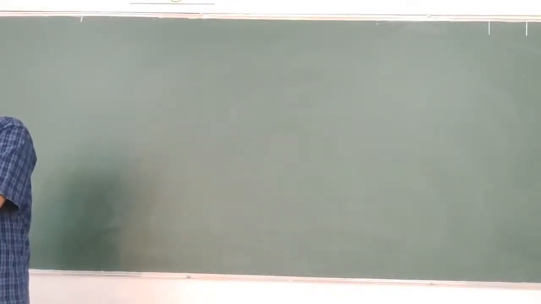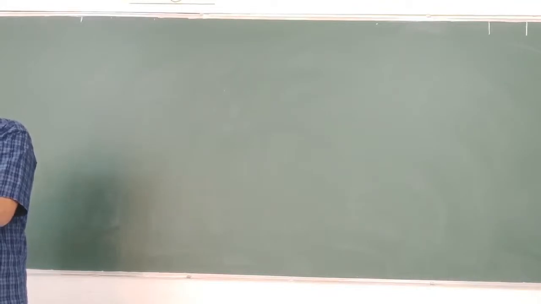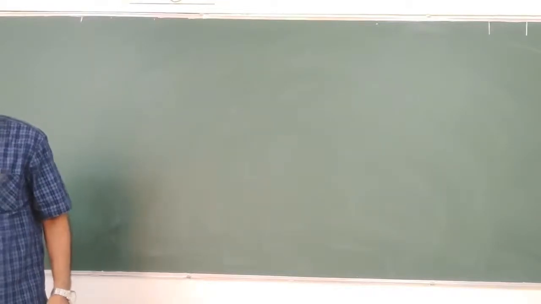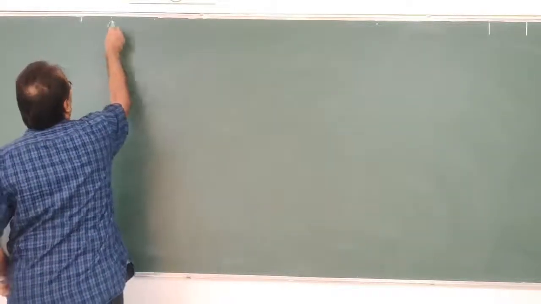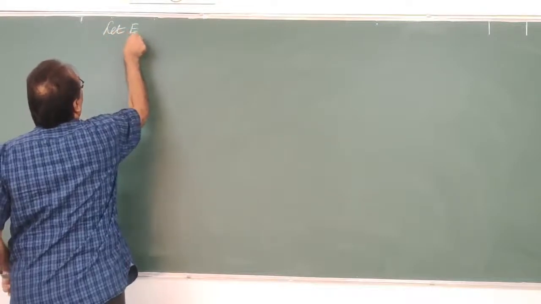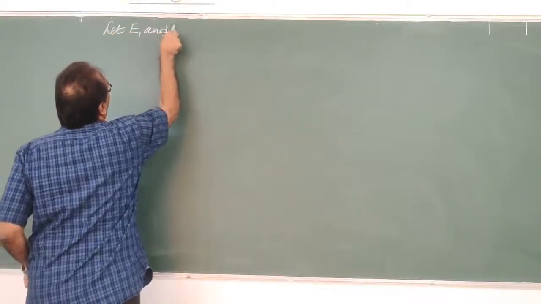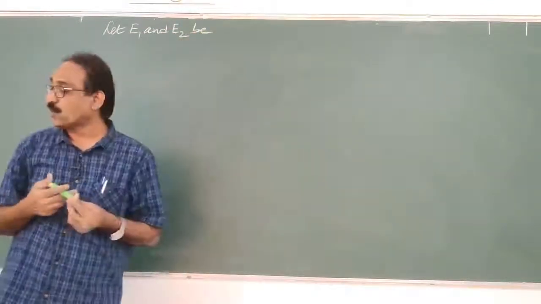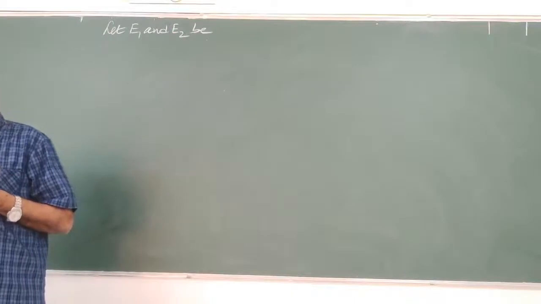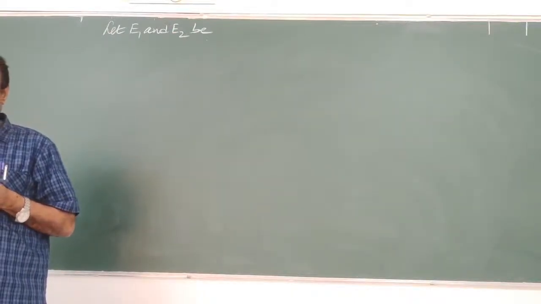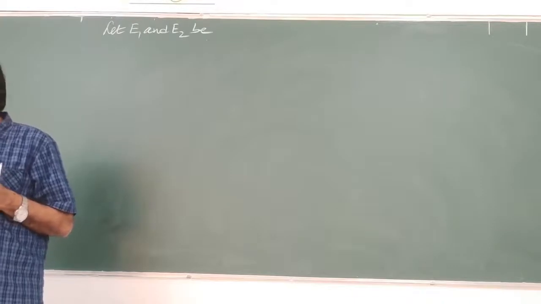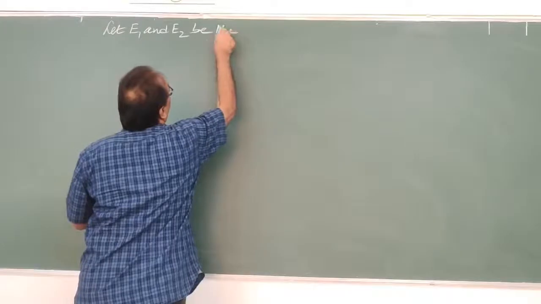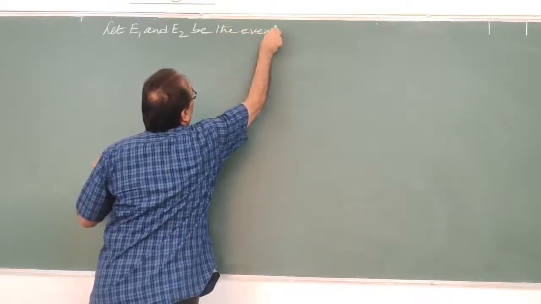As we know, there are two events. What are the two events? Hostler and day scholar. So let E1 and E2 be the events that the student is a hostler and a day scholar. We write like that. Let E1 and E2 be the events that the student.